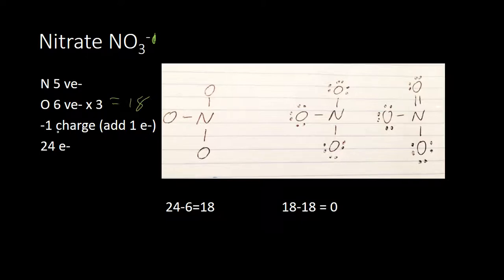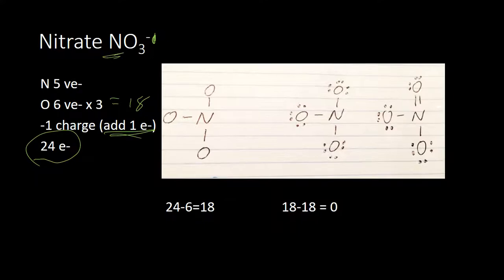And then there's 1 electron in the charge, that minus 1. So that means we add 1 electron. So 18 plus 5 is 23, plus 1 is 24 total electrons. So we're starting with 24 electrons.